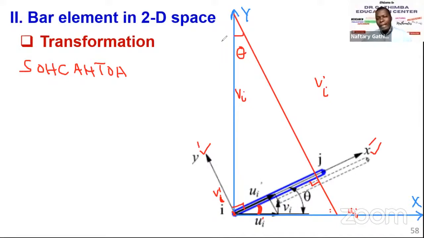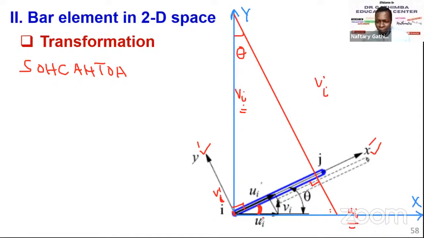So why am I concerned with this? Because I know vi, I know ui prime. We are not concerned with the node J. So I know vi, the global. I know at the global coordinate system the vertical displacement is along the y-axis, and I know the horizontal displacement along the x-axis. So I know vi, I know ui at the global scale.